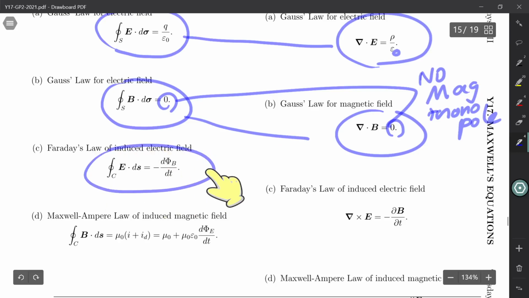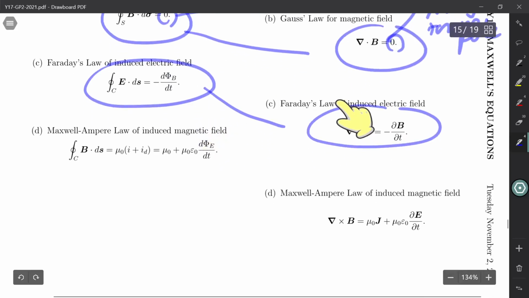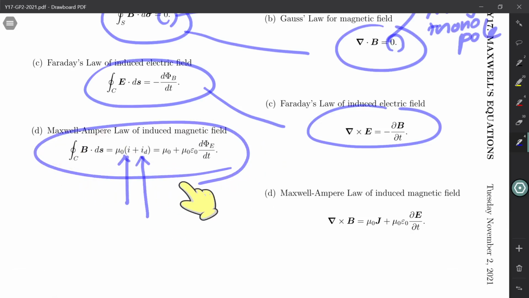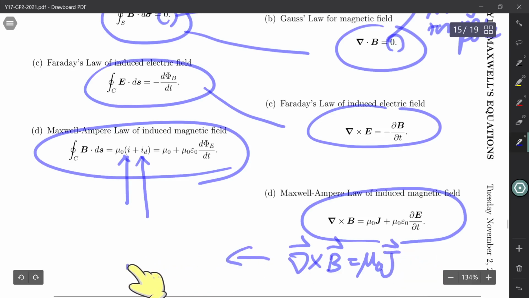Faraday's law, the differential form of Faraday's law, and Ampere's law and Maxwell's law in combination, the Maxwell-Ampere law, the differential form of the Maxwell-Ampere law. And if there is no parallel plate capacitor, no accumulation of charge, this one is Ampere's law.